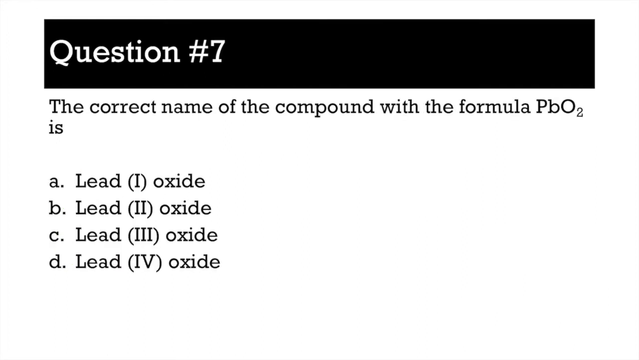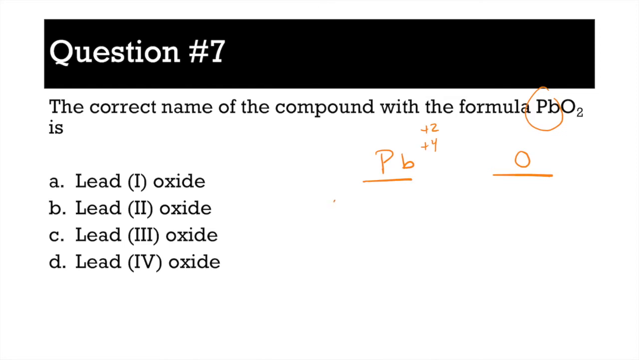Okay, number 7, the correct name of the compound with the formula Pb2O is, so what we have to do, we have Pb, we have O. So we have to figure out what the charge of this is. If you're looking at your periodic table, the reason you know you have to figure that out is because Pb, which is lead, has a +2 version and a +4 version. So when your metal has multiple charges, you have to figure out which one it is. And that's what these Roman numerals are telling you. So we have to figure out if we're using +2 or +4.